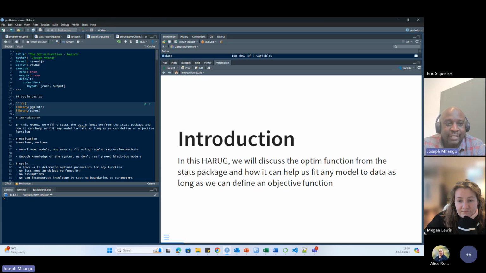As an optimizer, it can help you train from the simplest linear models to artificial neural networks, because it's really just an optimizer. Not many people actually realize that some of the big packages in R use optim underneath to find the right parameters for their models. So, like I said in the intro, we want to talk about how it can help us fit any model to data, as long as we can define an objective function.